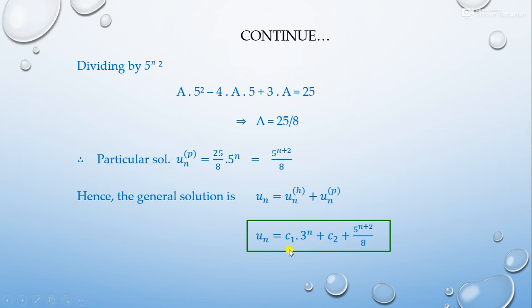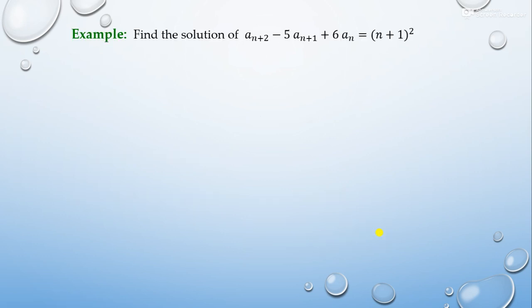Here, actually, this solution we have in terms of constants C1 and C2, because in this question we have not been given the initial conditions, so we can't find the values of C1 and C2 here without initial conditions. So our answer, our solution, will be up to here. Clear? Okay. So let's take another example.